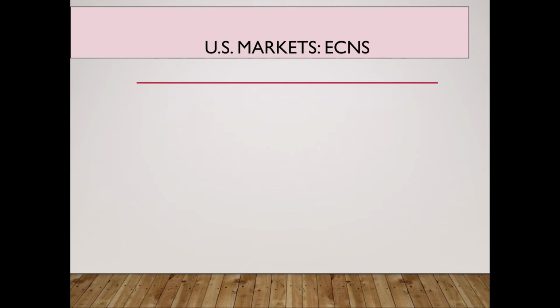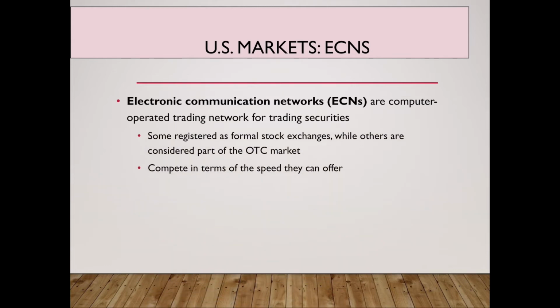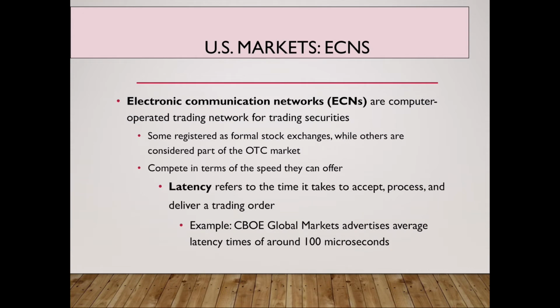The next type of system, if you remember again, is electronic communication networks. Again, these are computer-operated trading networks for trading securities. Some of these ECNs are registered as formal stock exchanges, while others are considered part of the over-the-counter market, and they compete in terms of the speed they can offer. A term that we should introduce is latency. Latency refers to the time it takes to accept, process, and deliver a trading order. It used to be that it would take seconds to process a new order. Now with everything being linked electronically, it happens almost simultaneously.